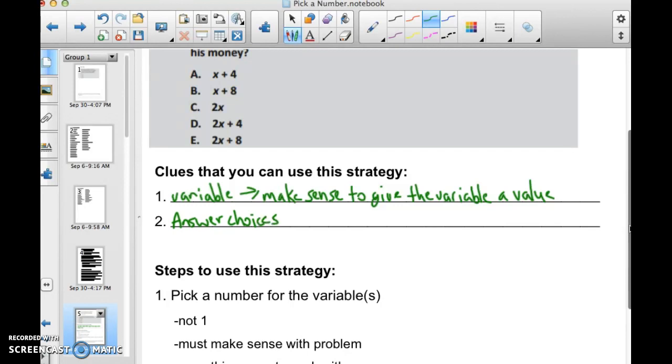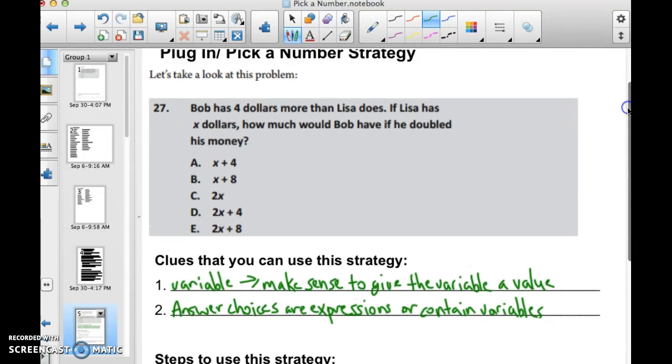are expressions, or they have variables in them, or it's a relationship of one variable to the other. So answer choices are expressions or contain variables. Otherwise, I like to say, in the question, if there's a whole bunch of variables and none of them have value and it doesn't make any sense, maybe it would make a little bit more sense if you assigned a value or a number to each one of the variables. So that's what picking a number means, or plugging in a number, making up your own numbers. So those are the 2 clues.